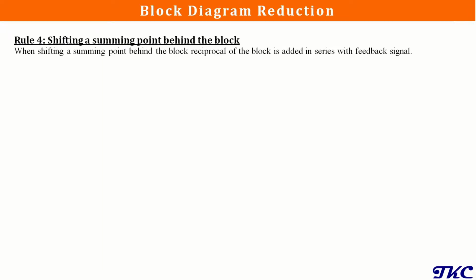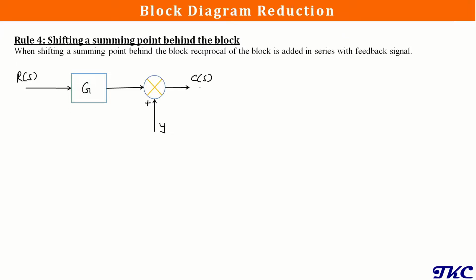Next rule we have is rule number 4, that is shifting a summing point behind the block. So when we are shifting a summing point behind the block, the reciprocal of that block is to be added in series with the feedback signal. Let's understand this. We have a block G, and next to that we have a summing point. So the input to this is R of S, the output is C of S, and we have a feedback signal coming to the summing point as Y. It is a positive signal.